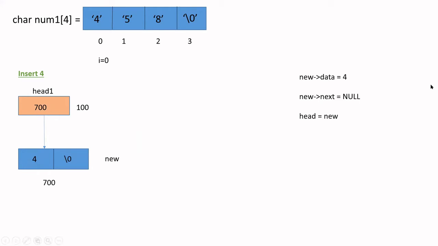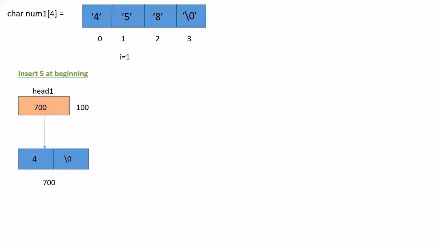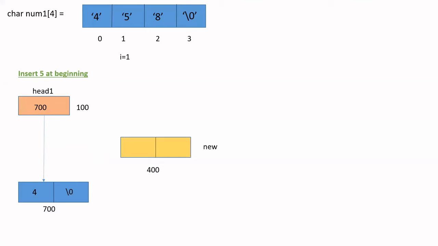Now we have successfully inserted the first node inside the linked list. Now we'll increment I. Now I becomes 1. At index 1, we have 5. So we will insert 5 at the beginning. For that, we will create a new node, and inside the data field of the new node, we will store 5. So for that, we will do data of new equals 5.